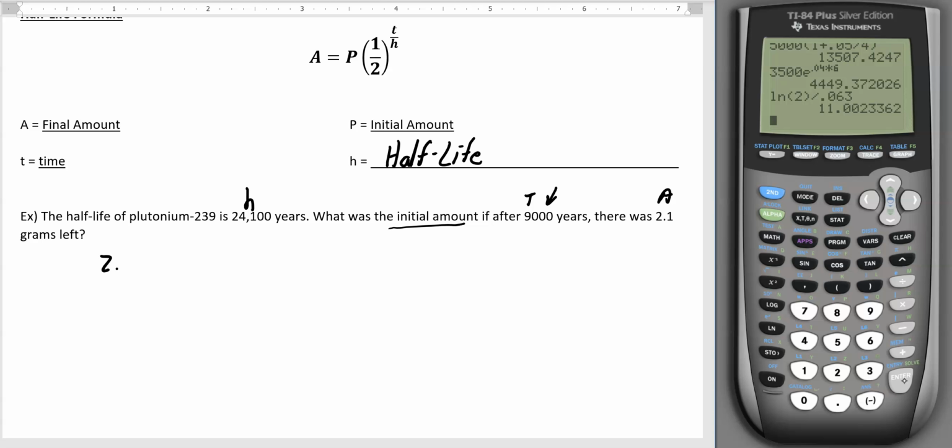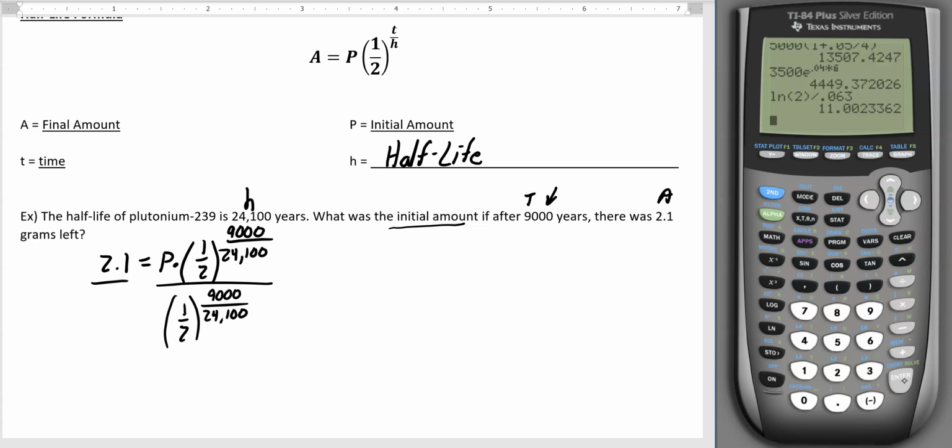So I'd say 2.1 equals P times 1/2 to the T, which is 9,000, over H, which is 24,100. Now, this looks really complicated. Like, gosh, how would I solve for P? Remember, P is being multiplied here. To undo multiplication, we just need to do division. So we'll divide both sides by 1/2 to the 9,000 over 24,100.